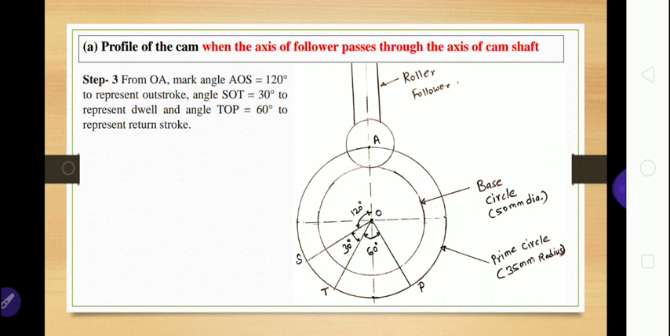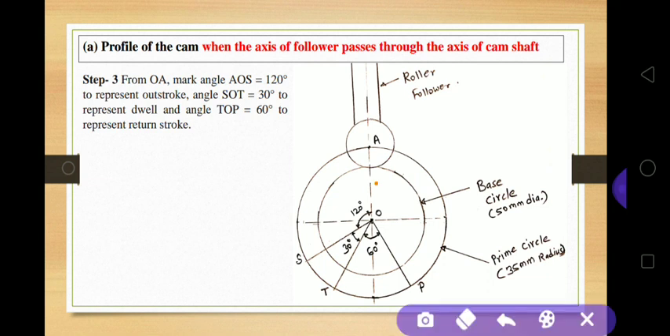If the rotation of the cam is anti-clockwise, in that case that angle AOS, the outstroke angle, we will show towards the right hand side. So here in this problem that angle is shown on the left hand side because the cam is rotating in clockwise direction. Next angle SOT, that is the angle during the dwell, you have to show as 30 degrees. Draw exactly these angles, because if these angles are exact then your cam profile will be correct.